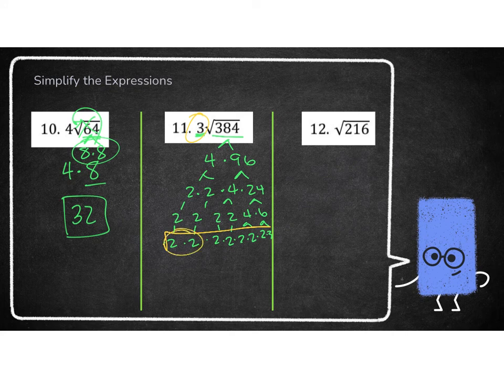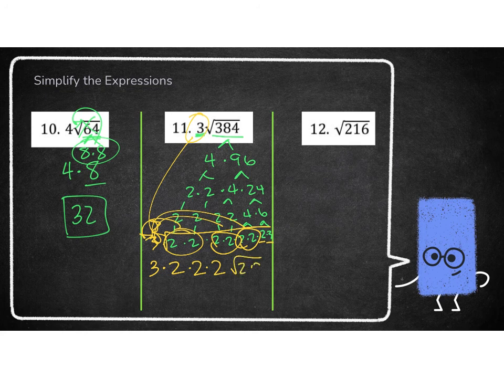So look for the pairs. Here's a pair. Well, and then don't forget, 3 was already out front. So I've got a 3 out front. I'm going to bring a 2 out with it. I'm going to bring another 2 out with it. I'm going to bring another 2 out with it. And then I have a 2 and a 3 left over. 2 and 3 are not a pair. They're 2 different numbers, so you cannot bring them out together. So they have to stay underneath.